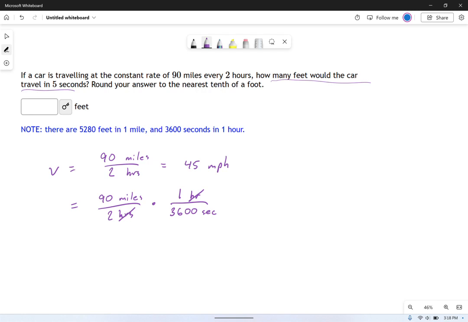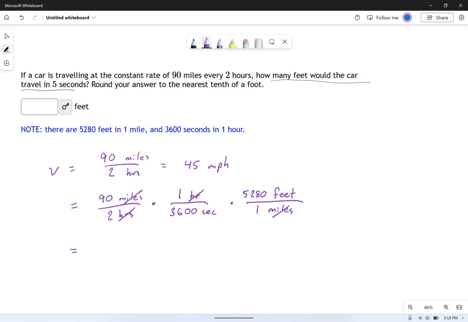Next, I think, okay, well, I don't want miles, I want feet. So what I'm going to do is multiply by something that will cancel out miles. I'm going to need miles on the bottom, and I'm going to need feet on top. And I know that in 1 mile, there are 5,280 feet. So what this does is it crosses out the miles part of this fraction. And if you look at all the units, what's left?